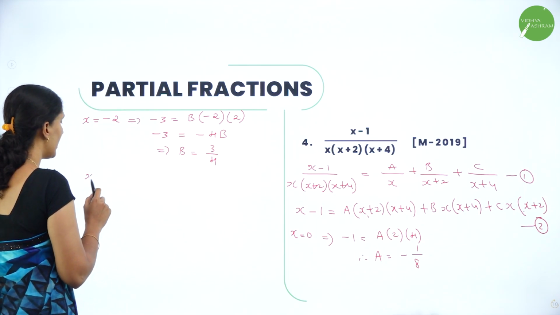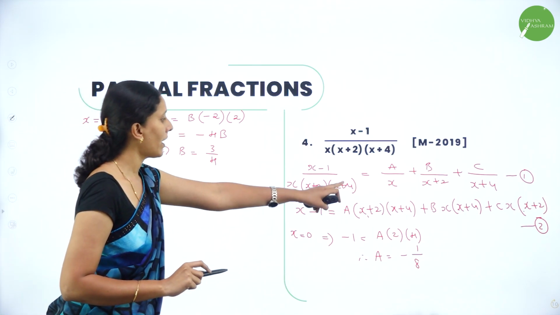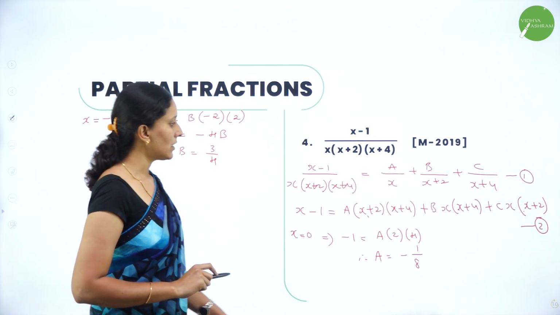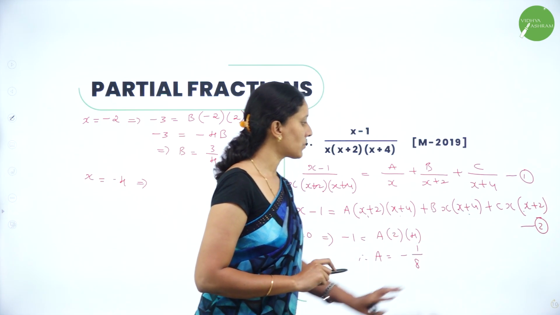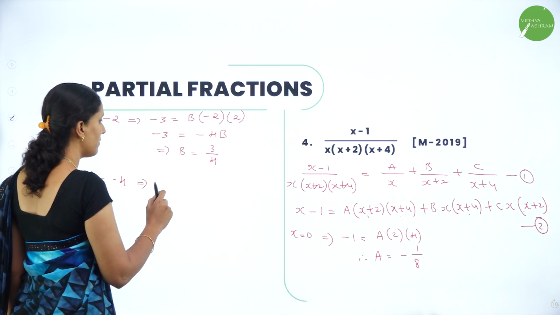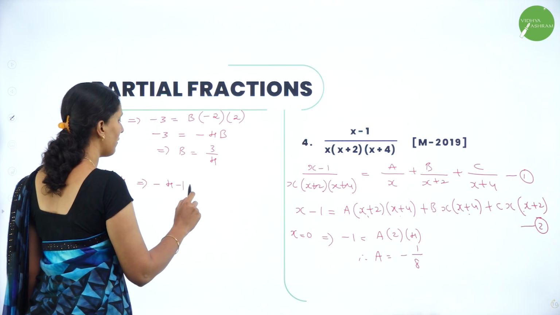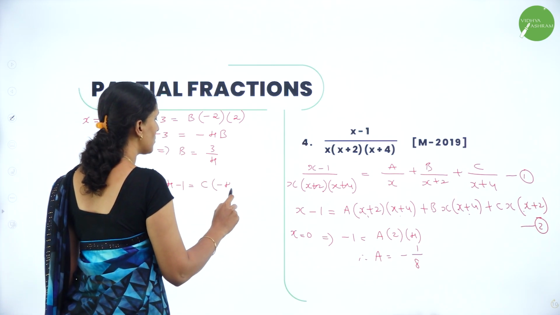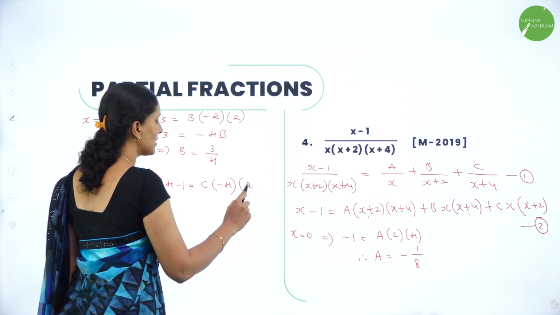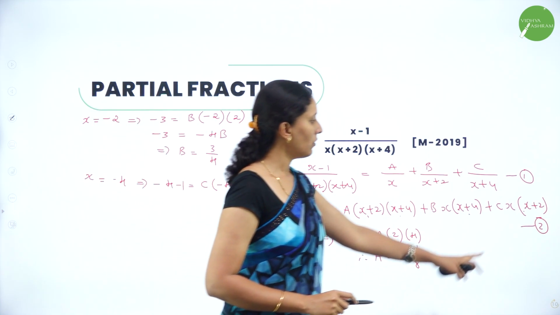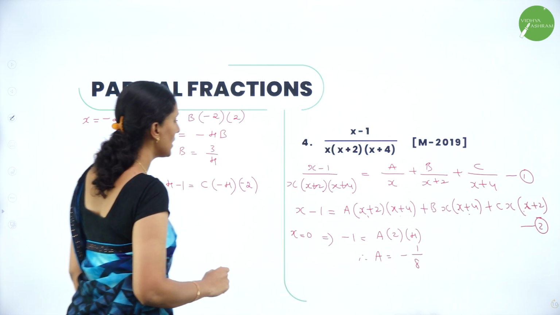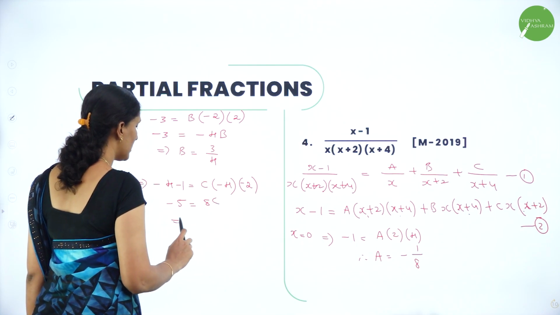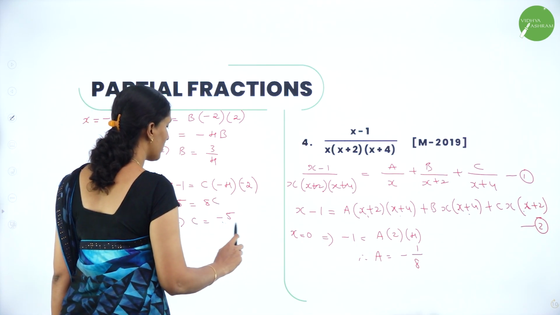Next we can take x is equal to minus 4. So that means we can take x plus 4 as 0. The term containing x plus 4 will become 0. So we have minus 4 minus 1 on the left hand side, and on the right hand side we have c into minus 4 plus 2, which is minus 2. So we have minus 5 equals minus 2c, so this implies c is equal to 5 by 2.